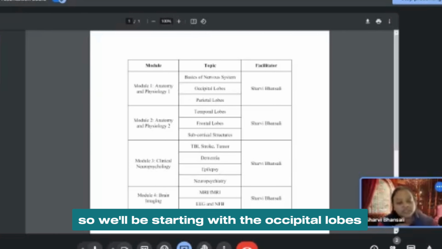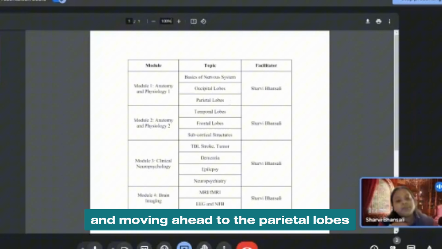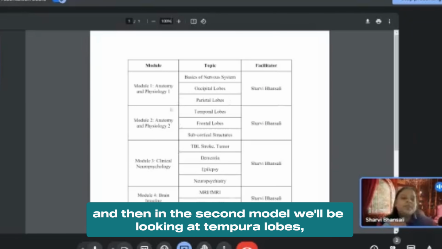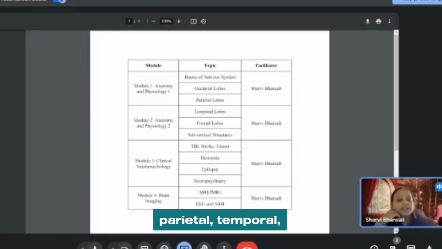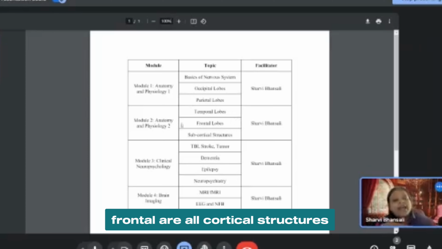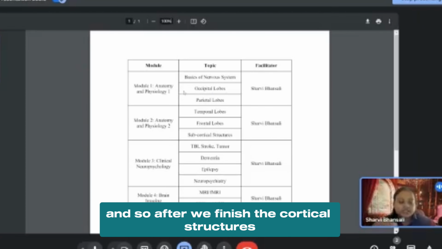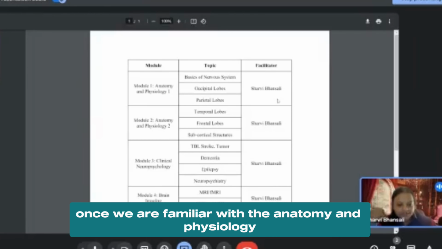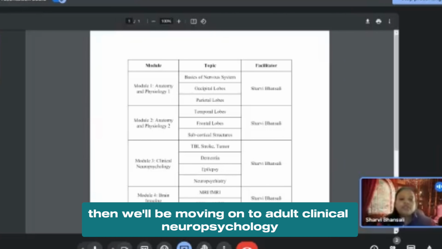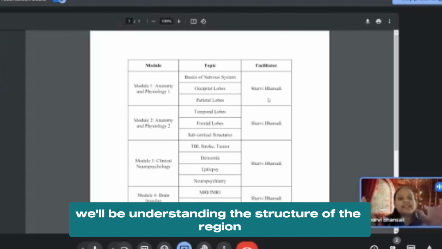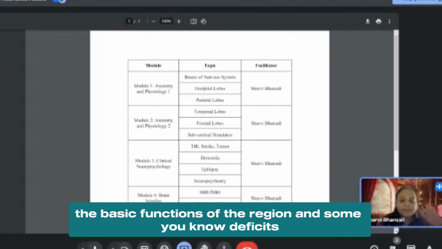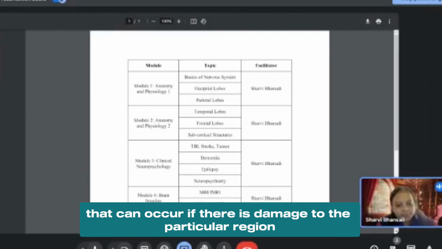So we'll be starting with the occipital lobes and moving ahead to the parietal lobes. And then in the second module, we'll be looking at temporal lobes, frontal lobes, and the subcortical structures. The occipital, parietal, temporal, and frontal are all cortical structures, and after we finish the cortical structures, we'll be going to the subcortical structures. Once we are familiar with the anatomy and physiology, then we'll be moving on to clinical neuropsychology. In the anatomy and physiology we'll be understanding the structure of the region, the basic functions of the region, and some deficits that can occur if there is damage to the particular region.